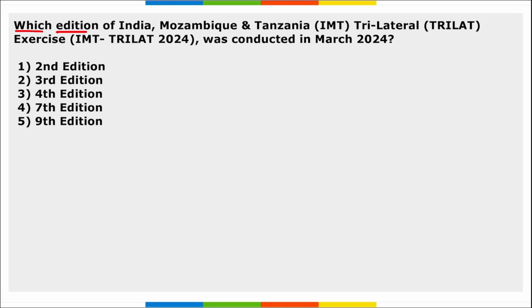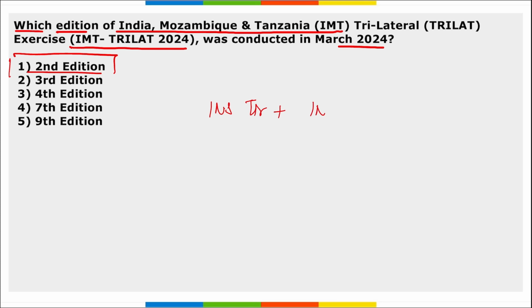Next is which edition of India Mozambique Tanzania trilateral exercise was conducted in March, that is IMT Trilat 24. So this was the second edition of this exercise that was conducted in March, on 29th of March specifically, and in this INS Tir and INS Sujata took part in this exercise.